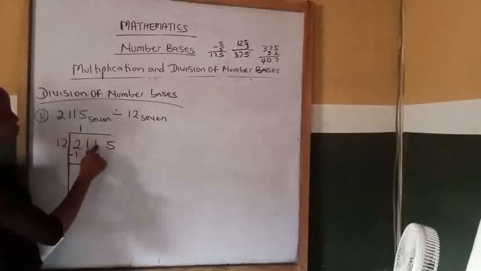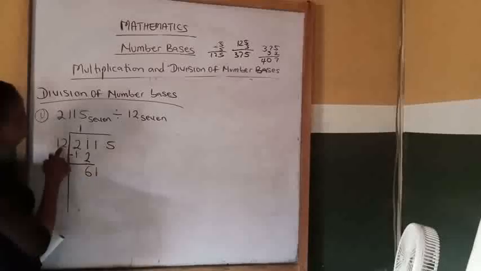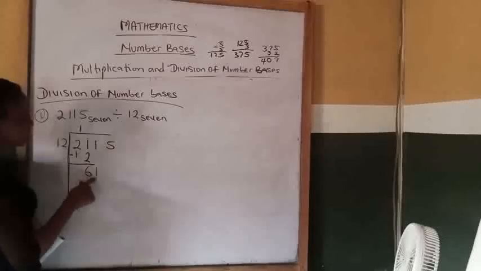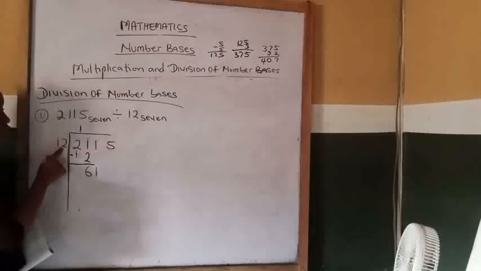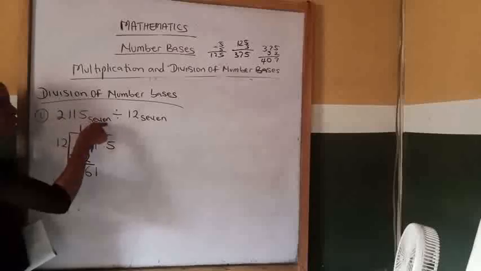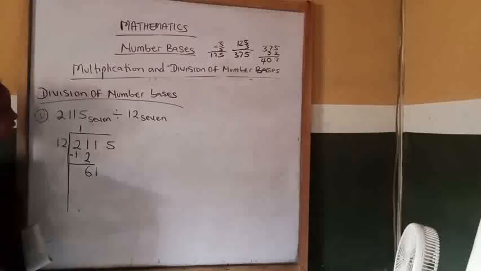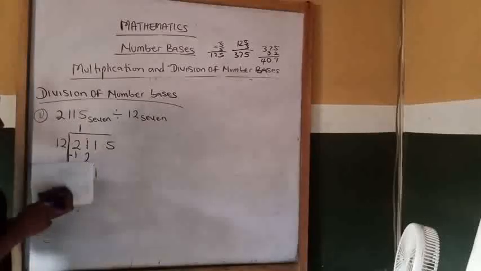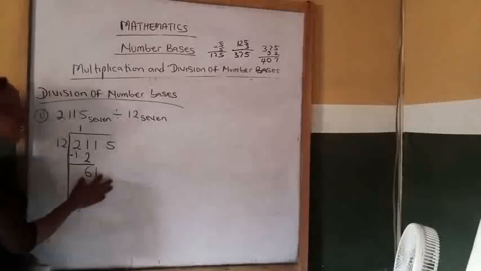So you bring the next digit down, that is 61. Then you now say, how many 12 can you get in 61? It's supposed to be 5. But when you multiply your 5 by 12, making use of your base, what you are going to arrive at will be higher than 61. So that's why when you divide, you don't divide very close to the original digits.